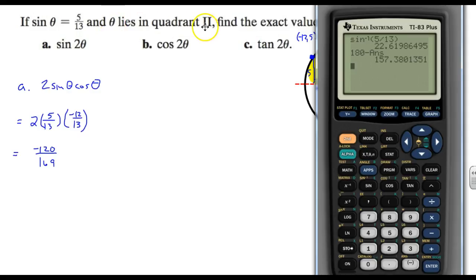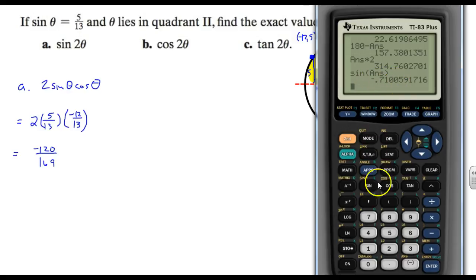This is theta in quadrant 2. So if I double that angle, I'll have the angle that I'm looking for. So 314.76, and now I can take the sine of that thing. The sine of that answer is negative 0.7100, and I can see that that's the same thing as negative 120 over 169. Right? I'm getting the same thing.